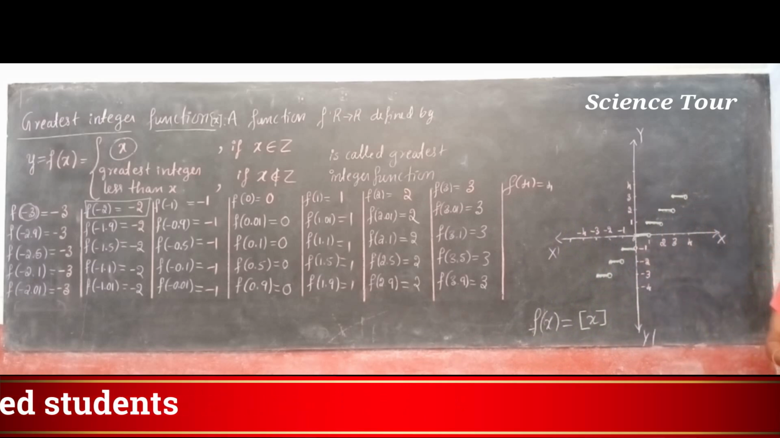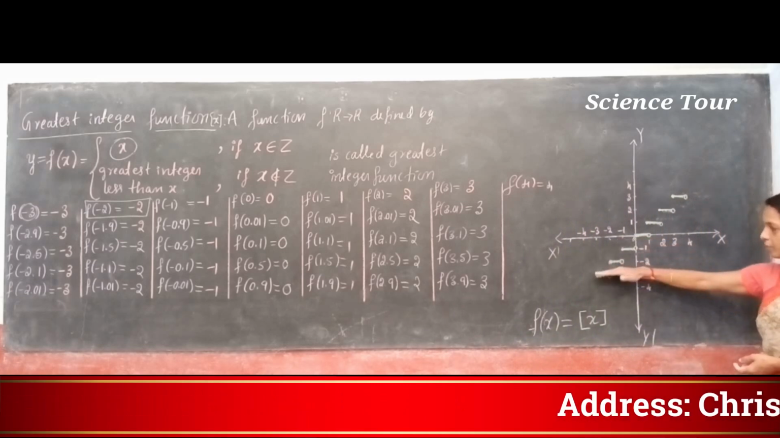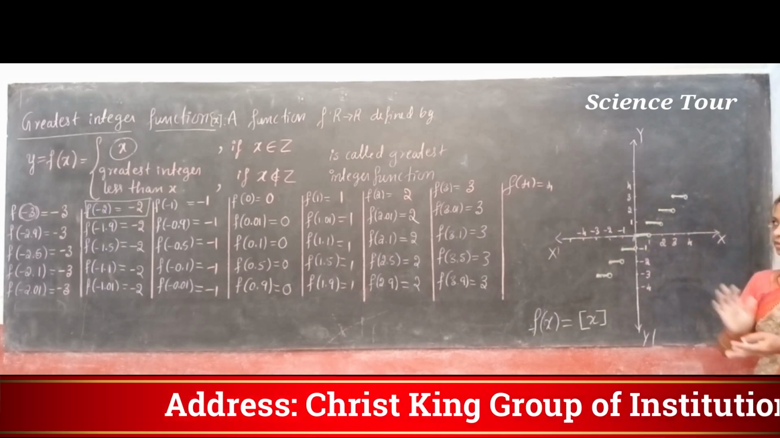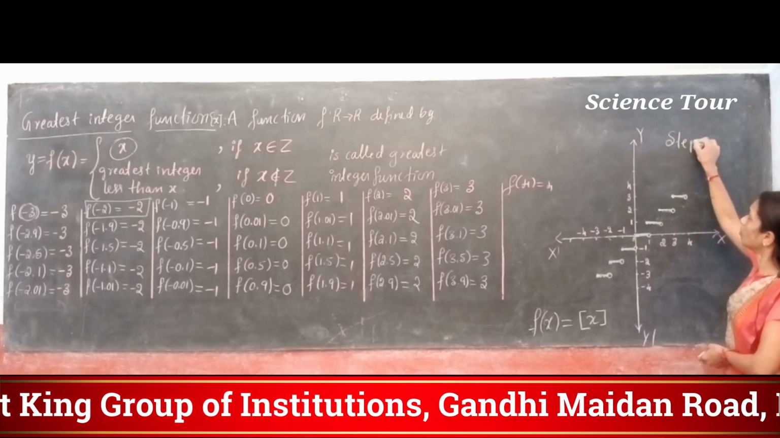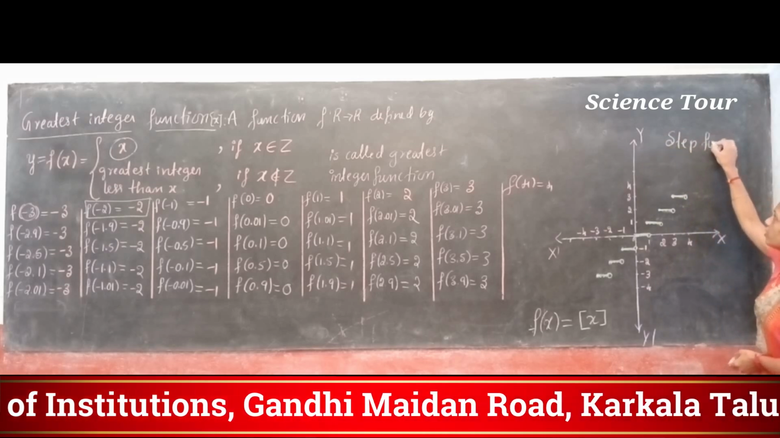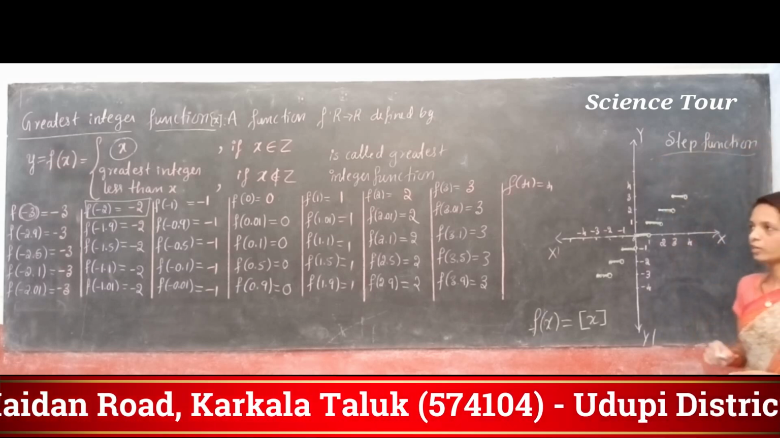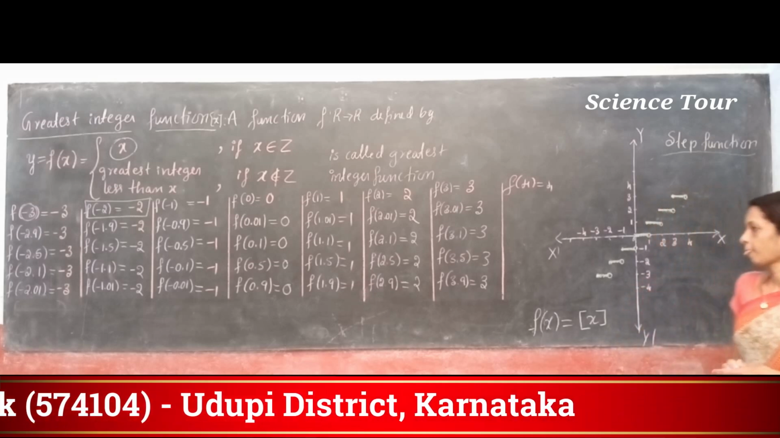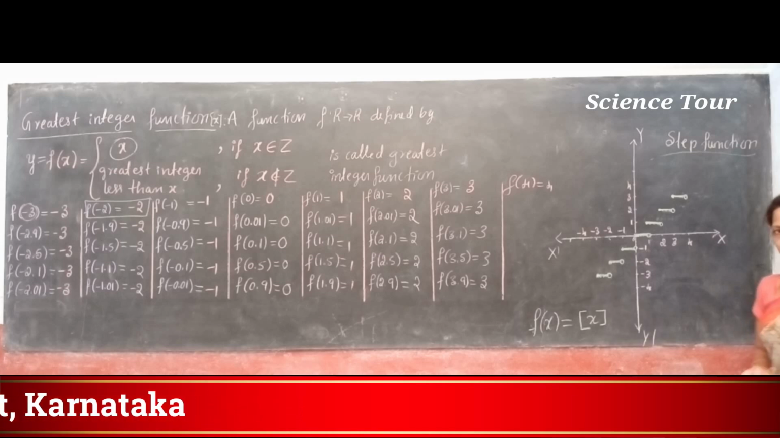Here you can see you have a graph with a step-like structure, step to step. So this function is also called a step function, but we are not using that term much. Step function means, you have to understand, nothing but the greatest integer function. Now this is about the graph of the greatest integer function.